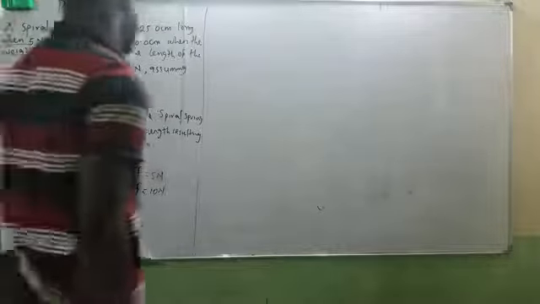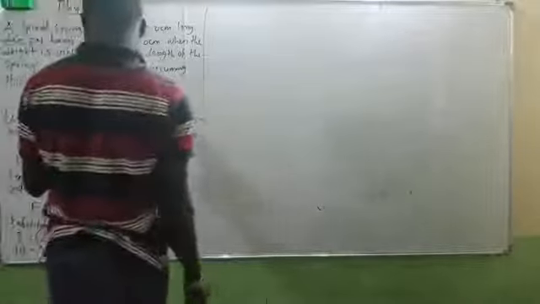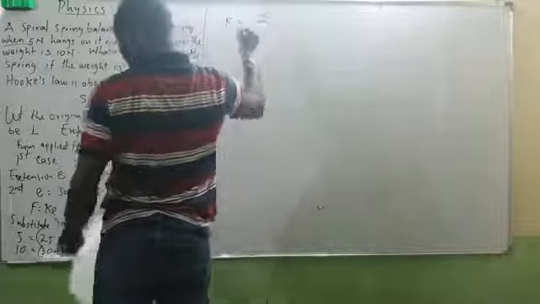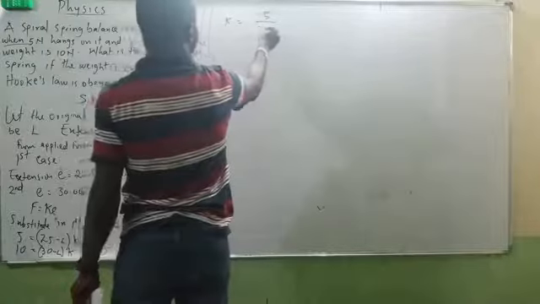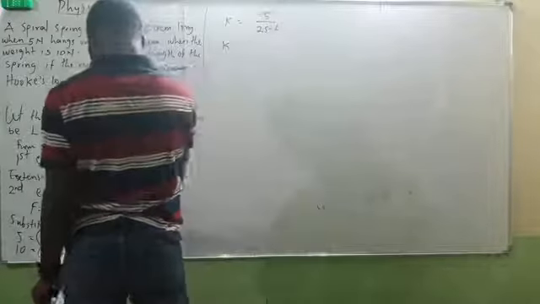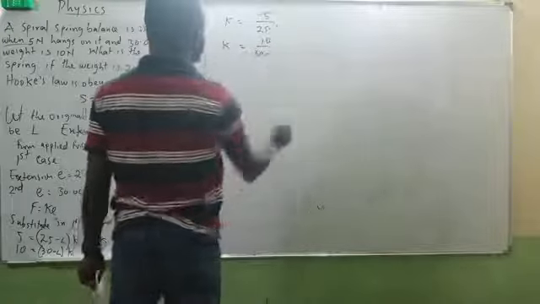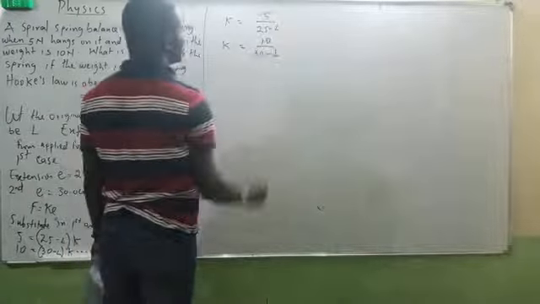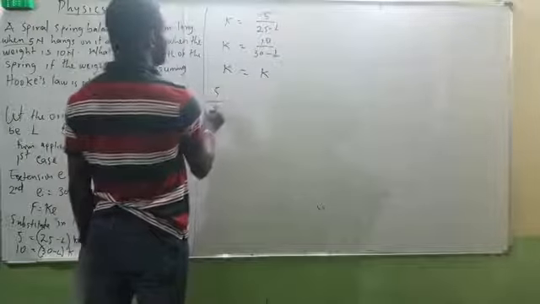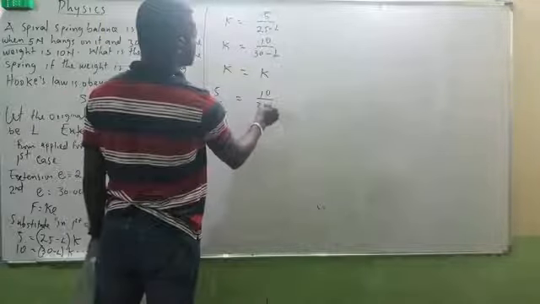Now, the next thing I need is that I will just have my K equals 5 all over 25 minus L, and my K of the second one will also be equal to 10 all over 30 minus L. Now, this is L, sorry. Now, it means K equals K. Now, 5 all over 25 minus L will be equal to 10 all over 30 minus L.